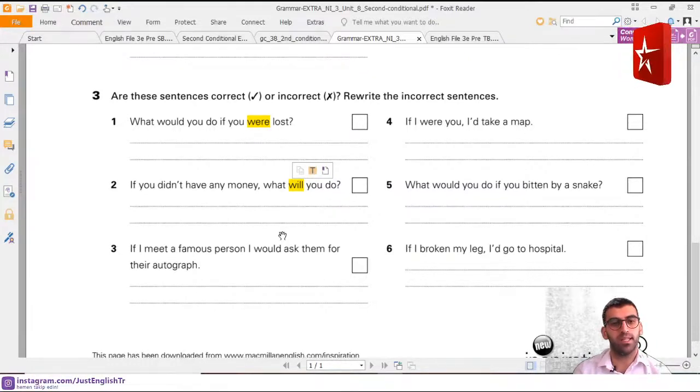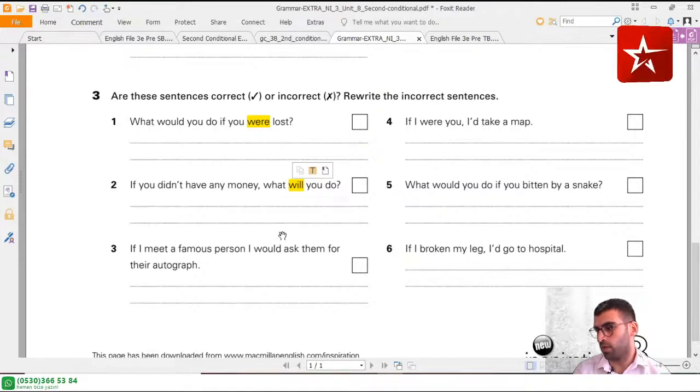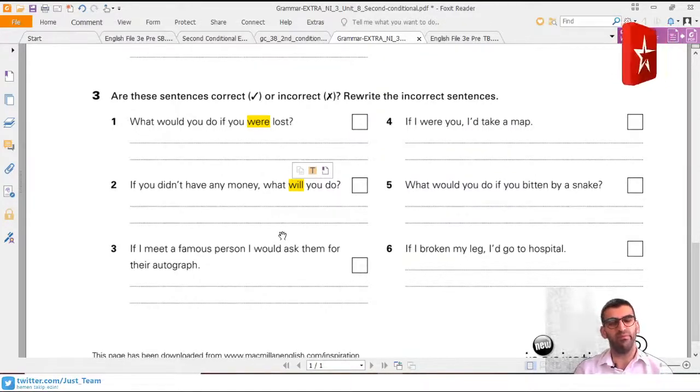And number 3, if I meet a famous person, I would ask them for their autograph. If I didn't have any money, I would get a job. I would look for a job. Yes, I would look for a job.